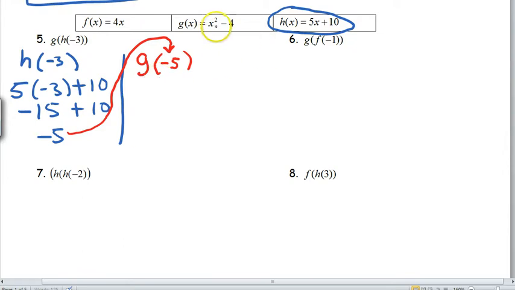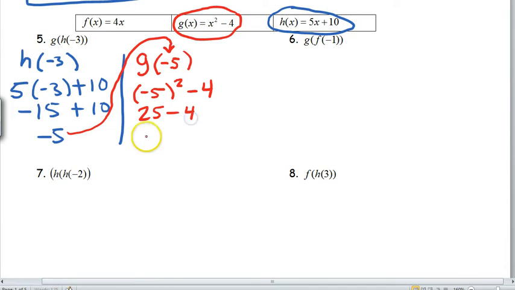So now we'll do the g. Function g is this one. So now I will do x squared minus 4. That's -5 squared minus 4, so that's positive 25 minus 4. That's 21. And that would be the final answer to the question, 21.